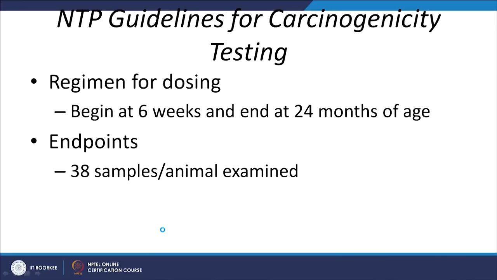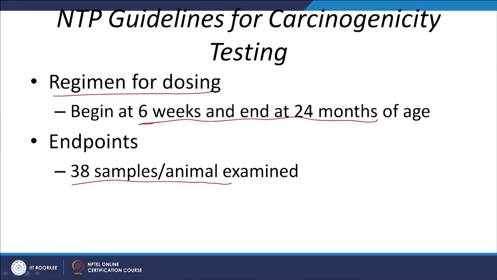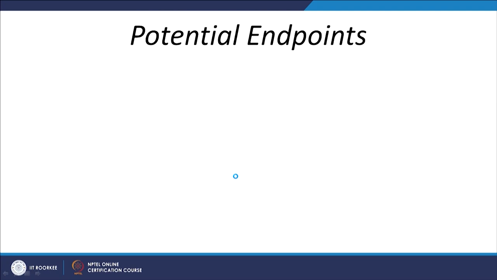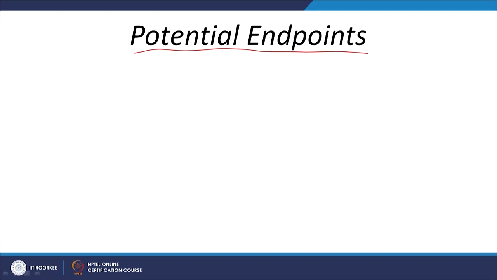But more importantly, the regimen for dosing: as we see, they typically run from 6 weeks to 24 months of age of the relevant species, I guess, right. So if we are trying to use such data for estimating lifetime cancer risks, there are considerable uncertainties involved here. And again, the samples or animals examined for endpoints is a different aspect which we are going to look at. So what are the different endpoints, where you have a multiplication of, or greater probability of, the adverse effects, I guess, right.